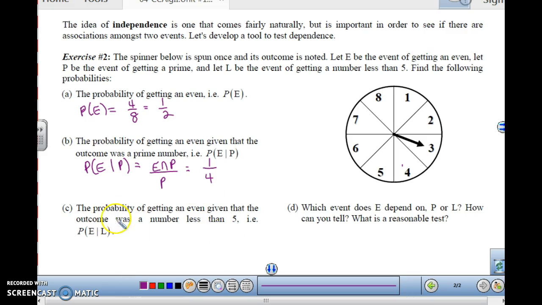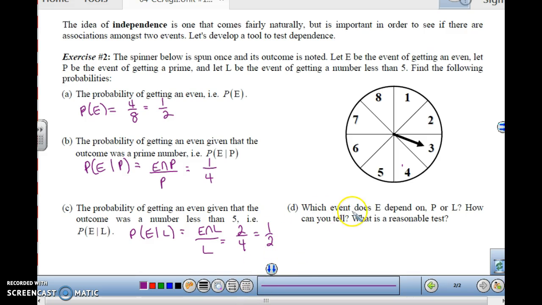All right, the probability of getting an even given the outcome was a number less than 5. In other words, P of E given L. Well, P of E given L would be E and L out of L. All right, so how many numbers are even and less than 5? Well, even and less than 5 would be 2 and 4. So there's 2 of them. And how many are less than 5? 1, 2, 3, 4. 2 out of 4 is 1/2.